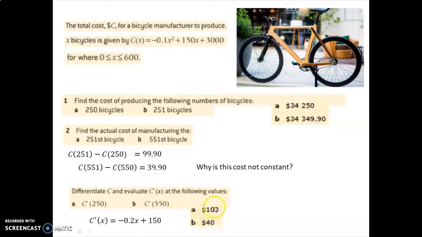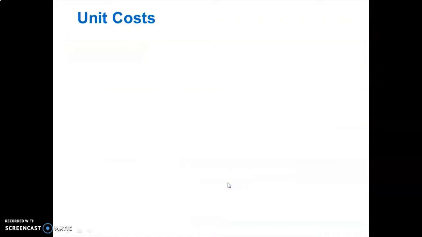Notice you get these two figures. There's something interesting here. What do you notice? I hope you notice that these two prices are very similar to that cost of the extra bicycle that we found here, very close. And we have those same numbers there, 250 in fact, right? That is not a coincidence. Let's take a look at what's going on here.